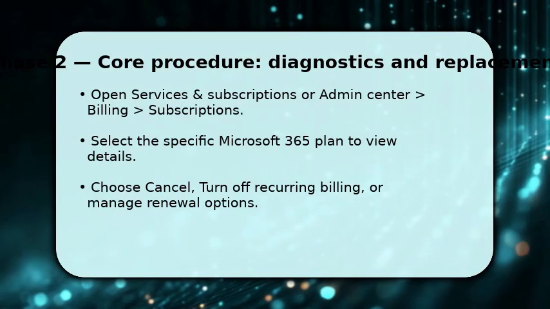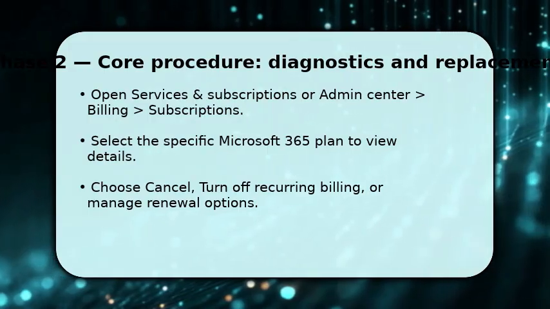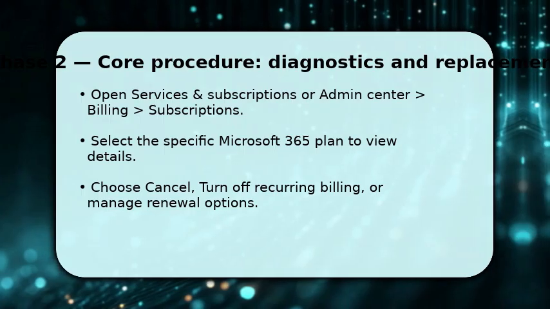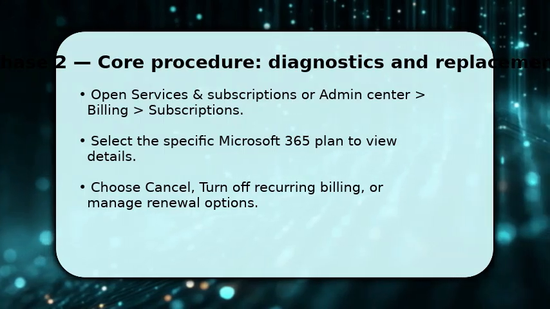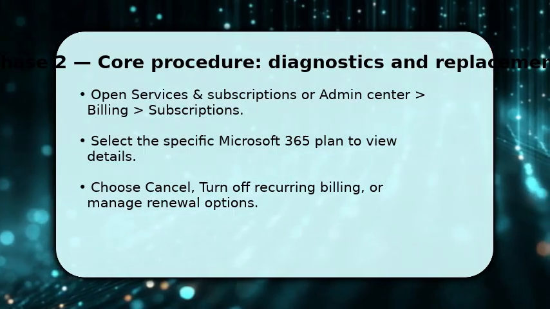Next, locate the exact subscription entry and click Manage or View Details. This reveals renewal, billing cycles, and cancellation options. Choose Cancel or turn off recurring billing. Microsoft sometimes offers downgrade or refund options, so read the prompts.